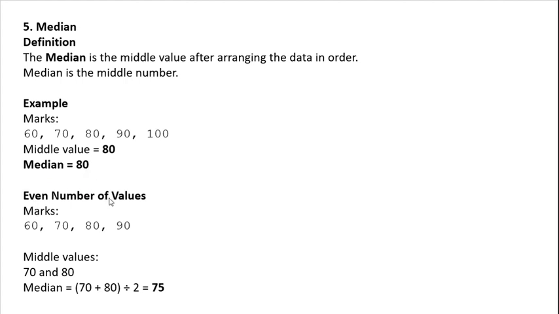When an even number of values is given, like 4 numbers or 6 numbers, for example 4 marks, we have to find the middle values. The middle values are 70 and 80. So the median equals 70 plus 80 divided by 2, which equals 75. This is the median value for an even number of values.